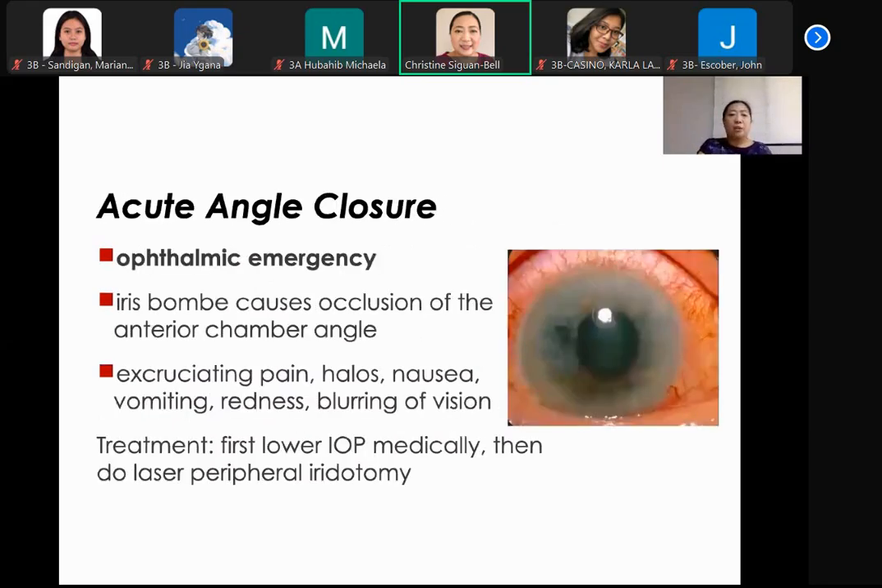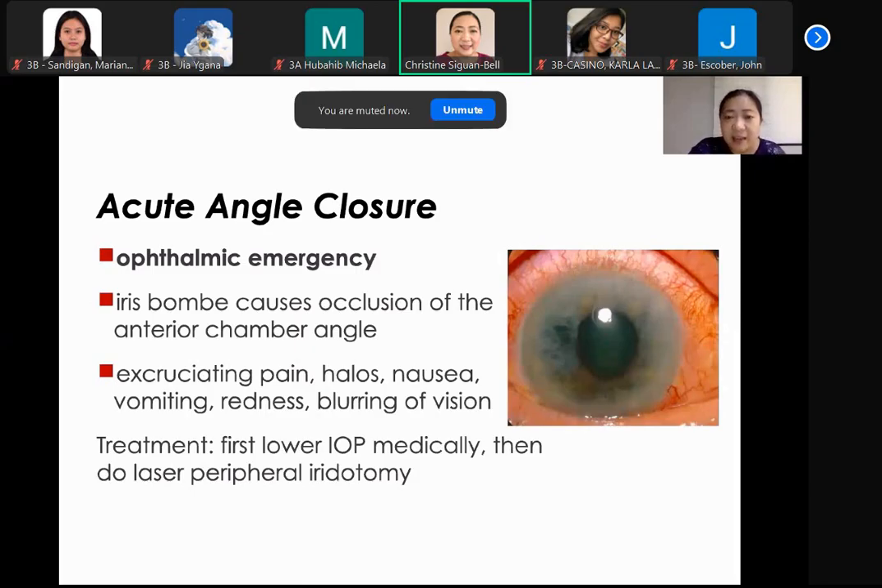So acute angle closure is an ophthalmic emergency. The patient will complain of excruciating eye pain, will see halos or rainbows, they will be nauseated, they might vomit, they might have severe headache, eye redness and blurring of vision. When you look at it, the cornea is steamy or hazy. There is iris bombe. There could be iris atrophy also, and hemorrhages.